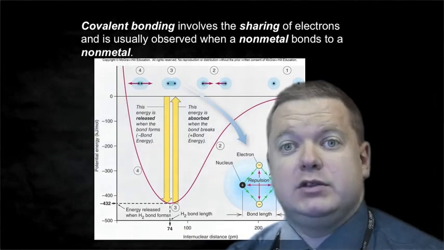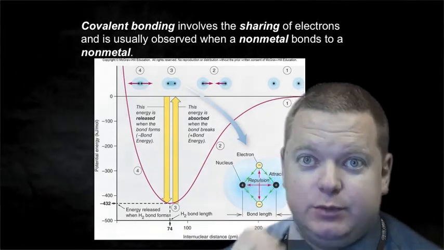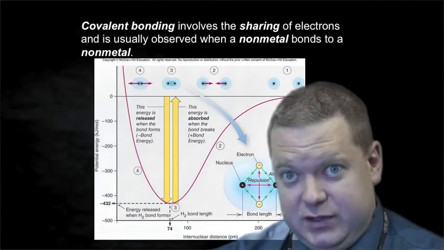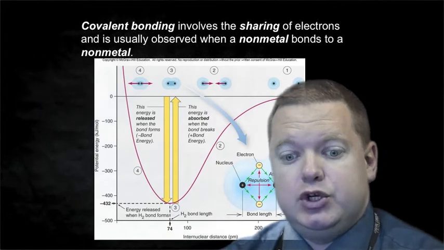We're going to share electrons so that we get to this octet guiding principle. So we want to have that filled outer level. But in this case, instead of transferring electrons, we are going to share them.